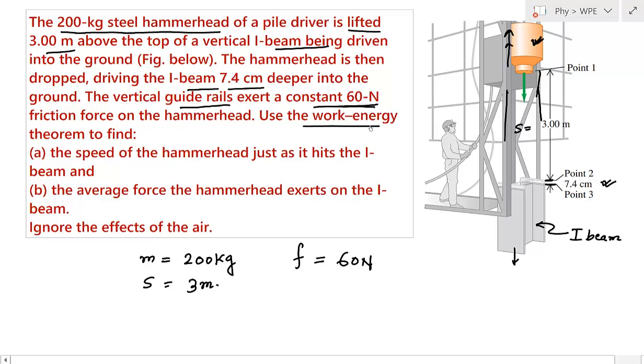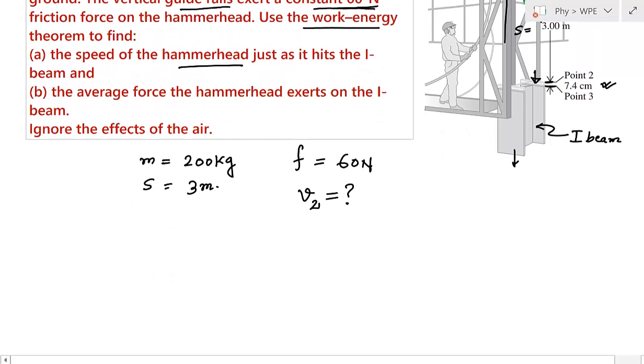Use the work energy theorem to find the speed of the hammerhead just as it hits the I-beam. So we have to find the speed of the hammerhead just as it hits the I-beam. That is point number two. So this is the initial situation, and when this hammerhead falls, it is going to collide with the I-beam. First it will collide at point number two, and then it will push the I-beam inside the ground. So we have to first find the velocity at point number two. Let's call this velocity V2. Let us first calculate this, and then we will discuss the second part.